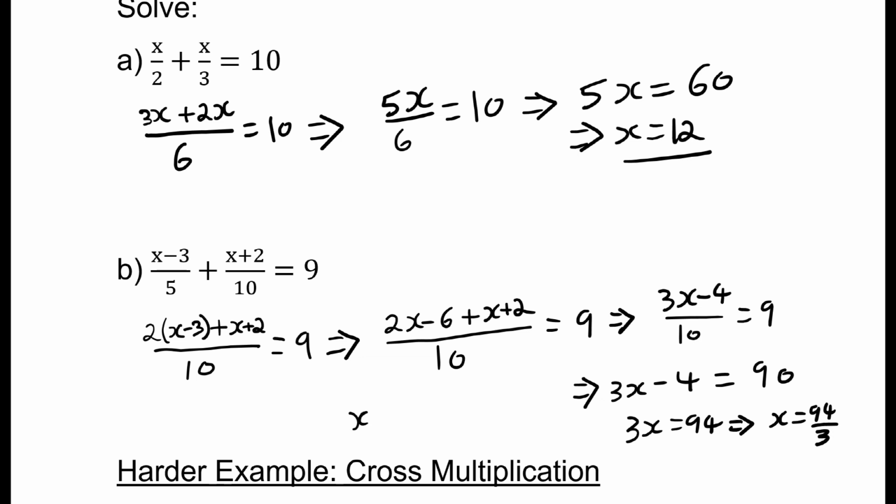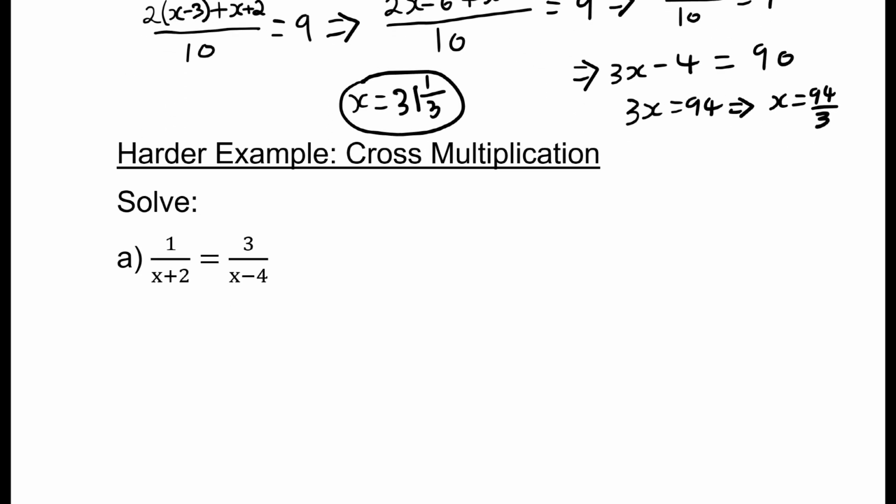We can simplify that. 94 thirds, 3 into 94 is going to go 31 times, with a remainder of 1. So we have 1/3. That makes sense. Then we have 31 and a third. So x is going to be 31 and a third.